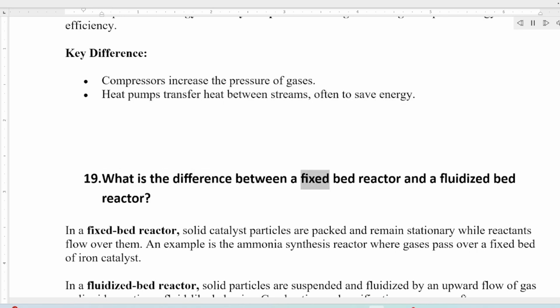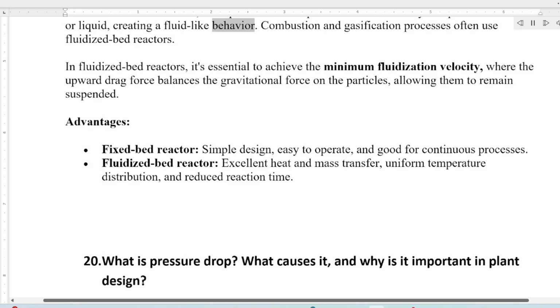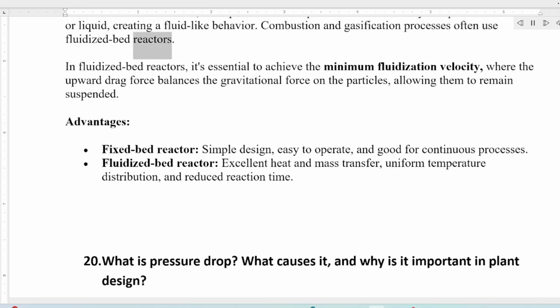What is the difference between a fixed bed reactor and a fluidized bed reactor? In a fixed bed reactor, solid catalyst particles are packed and remain stationary while reactants flow over them. An example is the ammonia synthesis reactor where gases pass over a fixed bed of iron catalyst. In a fluidized bed reactor, solid particles are suspended and fluidized by an upward flow of gas or liquid, creating a fluid-like behavior.